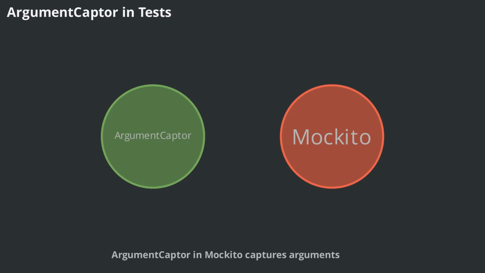Argument capture in Mockito captures arguments passed to mock methods during tests. This allows verification of method calls with specific parameters and manipulation of arguments for further assertions. Argument capture enhances test flexibility and supports thorough validation of interactions.